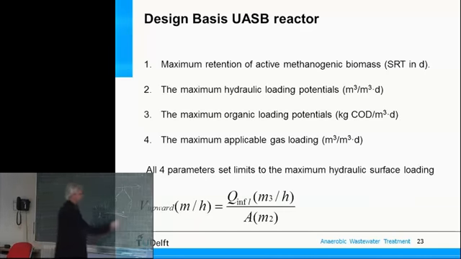So what we need here is a certain concentration of sludge, the maximum retention of active methanogenic biomass, so the concentration of sludge. And then we also need a certain activity of the sludge. The activity is the kilogram of COD that can be converted per kilogram of sludge per time unit.